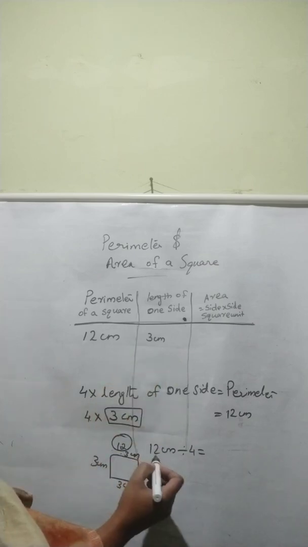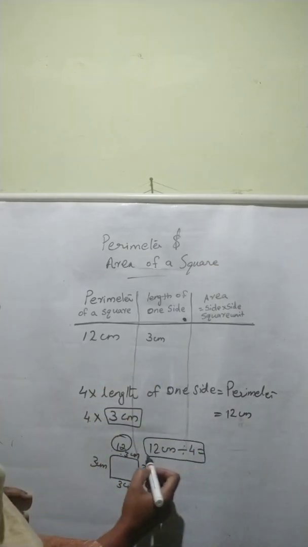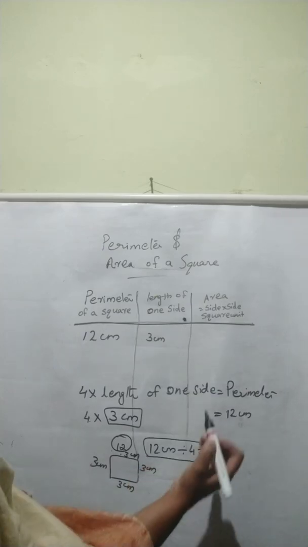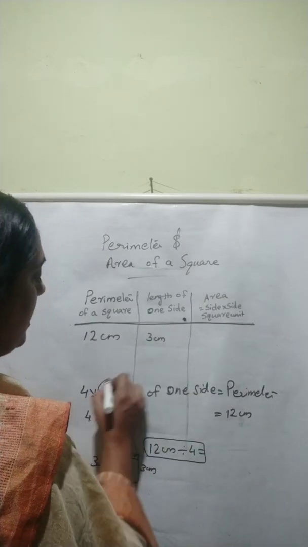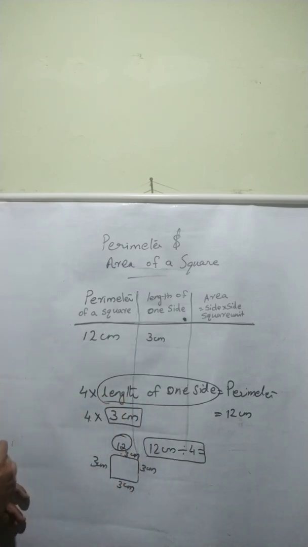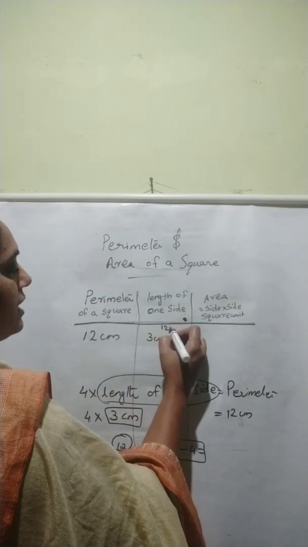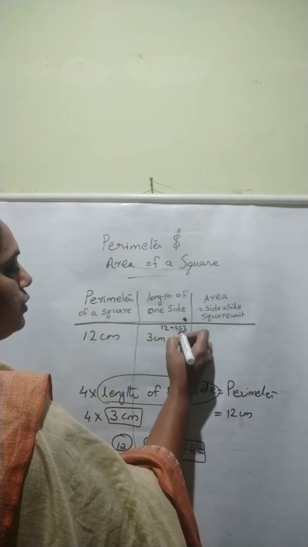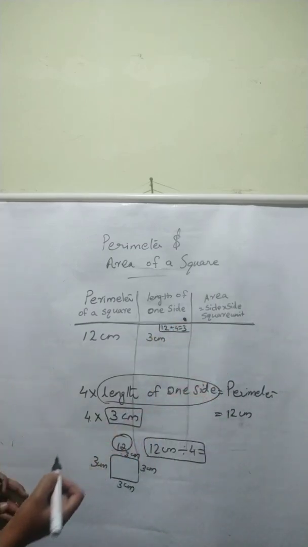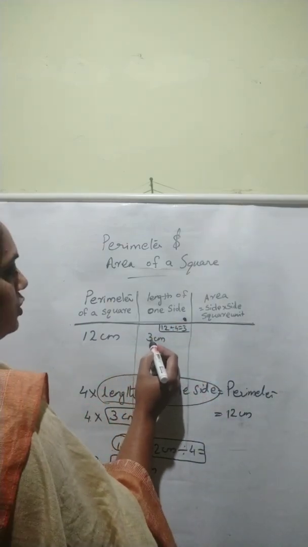So we can write it as, actually, this perimeter, when we are dividing by 4, we will get the length of one side. So we can write it as 12 divided by 4 is equal to 3. So that will be the length of one side. So we can write 3 centimeter.